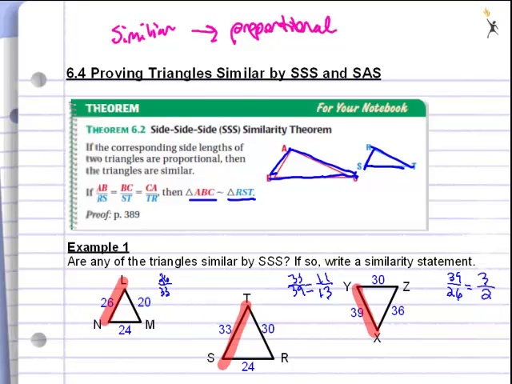Then let's grab the shortest sides of all three. Let's find the smallest side of this triangle, which is 20, the smallest side of this one, which is 24, and the smallest side of this one, which is 30. Then we're going to set up the same idea, the ratio of this triangle to that one, dealing with the smallest sides, 20 over 24. Then the ratio of these two, 24 over 30.